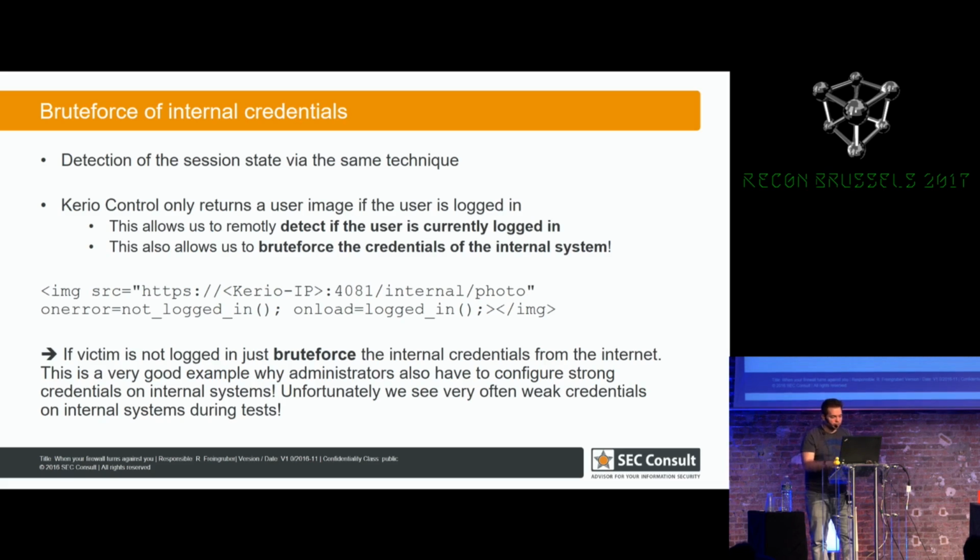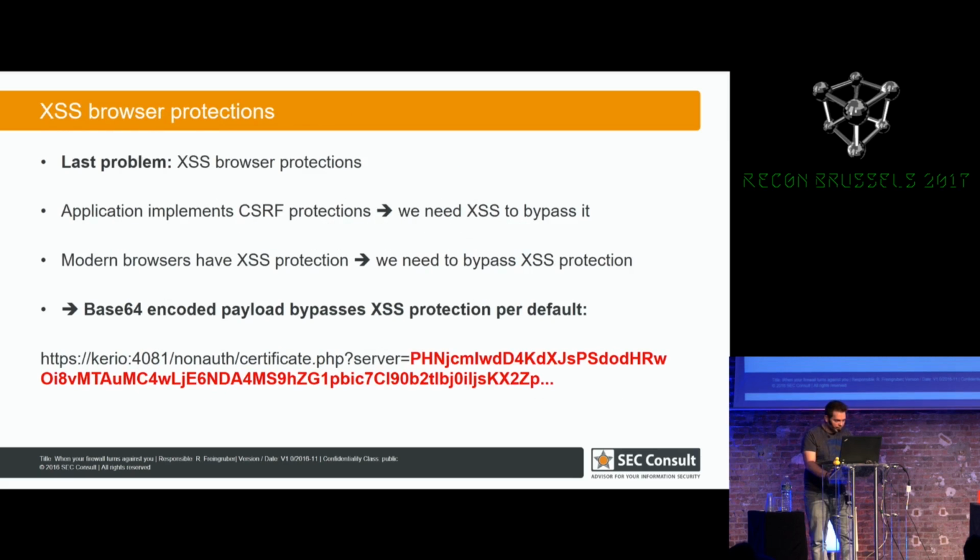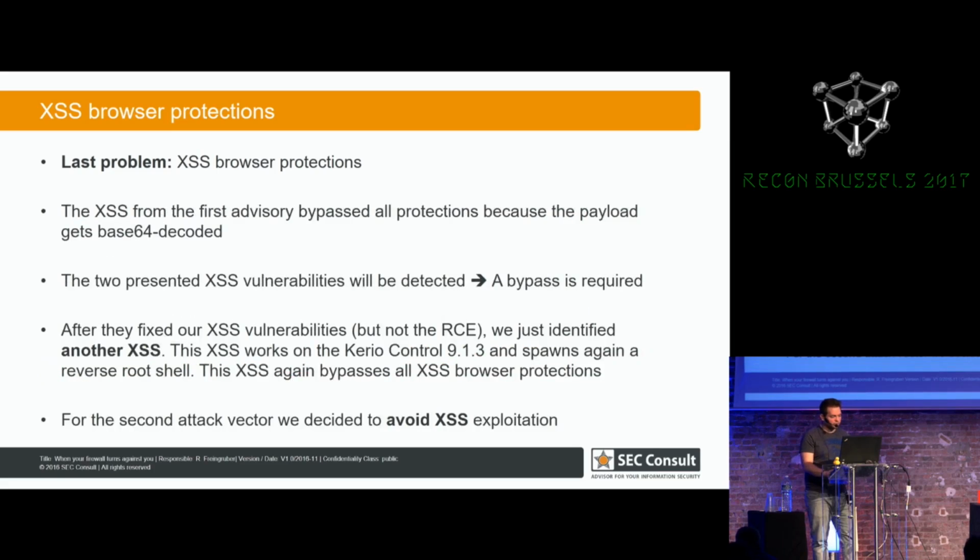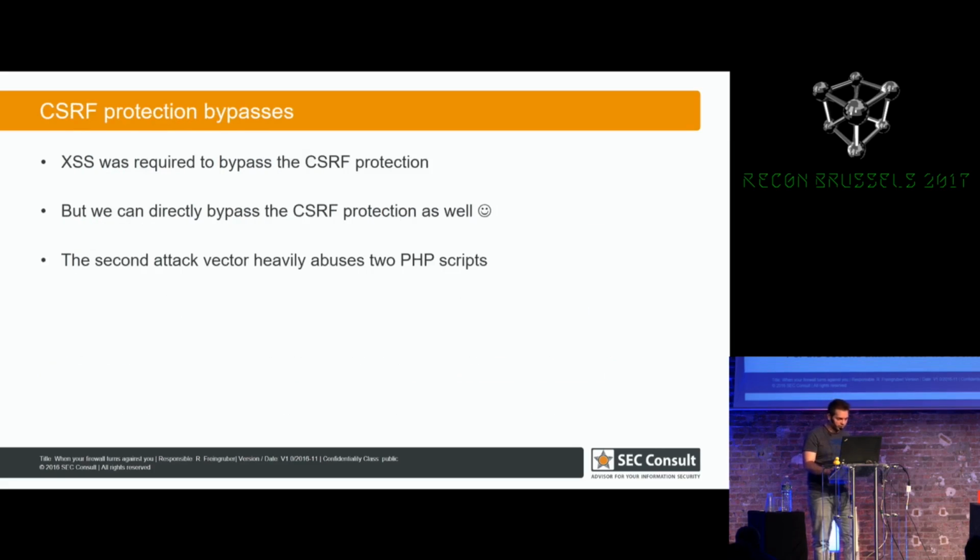So this way, even if you're not logged in, I can start some brute force attack against your internal system from the internet. And the last problem are the cross-site request forgery and cross-site scripting protections. In the first attack, we were using cross-site scripting to bypass the cross-site request forgery checks. In these cases, we were lucky because they were doing some strange stuff with Base64, and using this, we were able to bypass all the protections. But for the second attack vector, I wanted to directly bypass the cross-site request forgery.